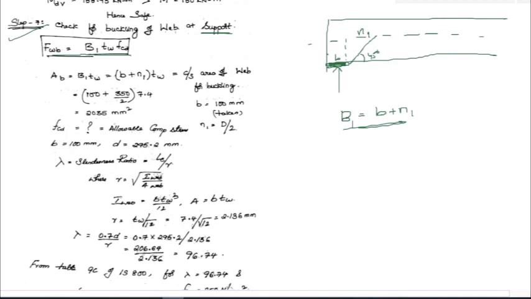So you know that B1 into TW is the area which is going to buckle. This is the area of the web that is going to buckle. I mean, let me show you this. See, if this load is here, this I section is in this way, right? So what is the thickness of this section? TW. And what is the width here? B1. So B1 into this thickness.